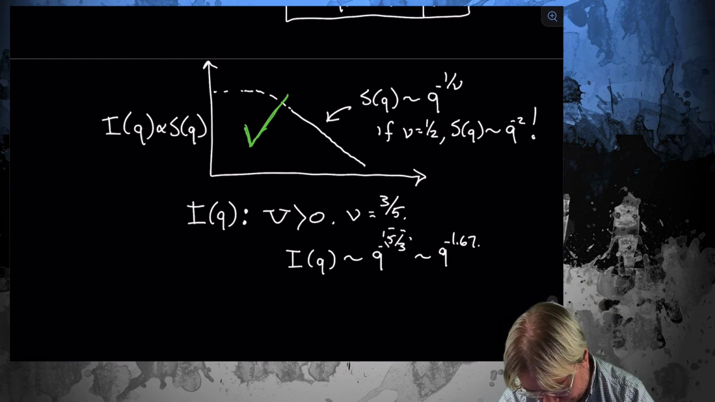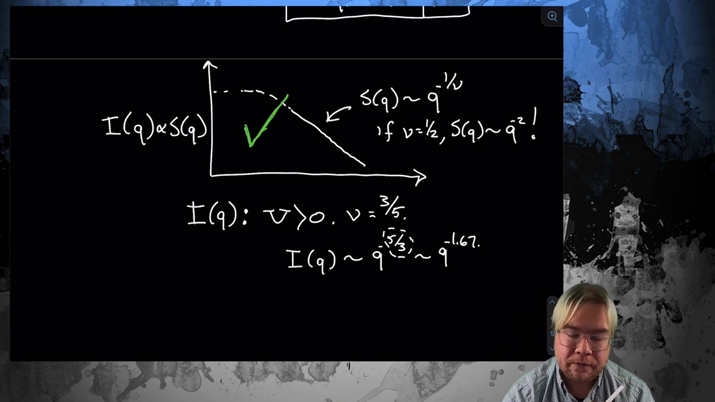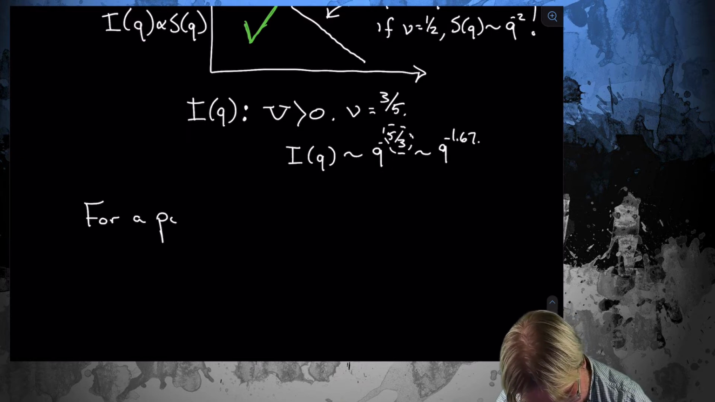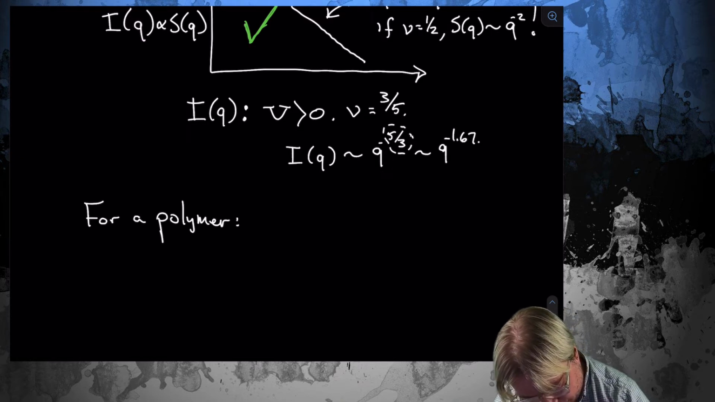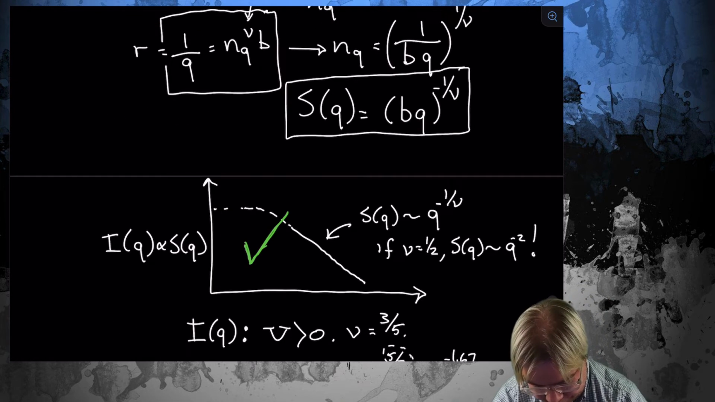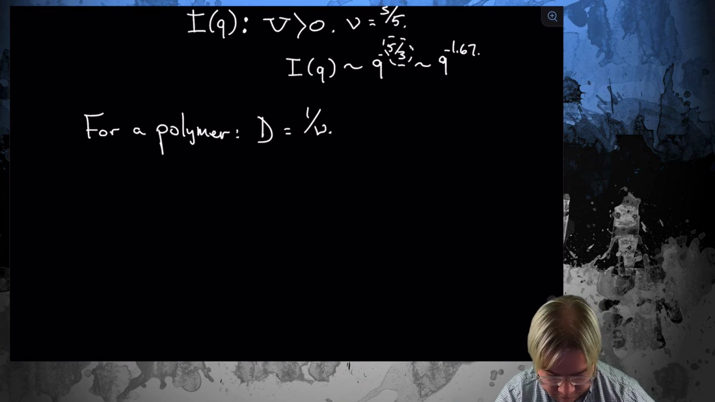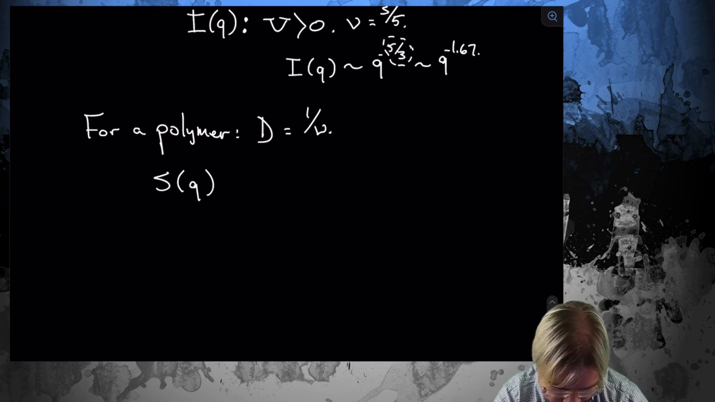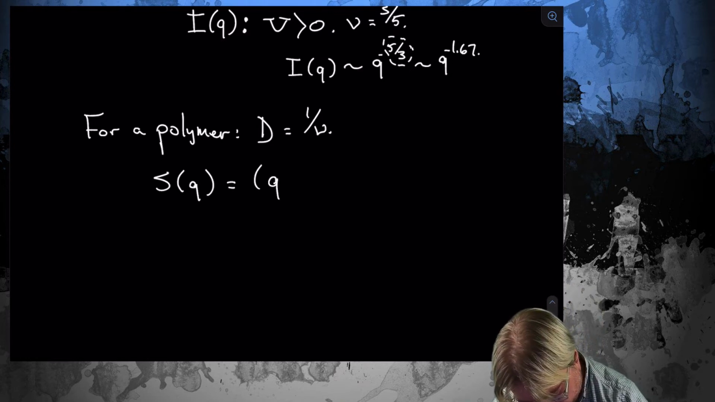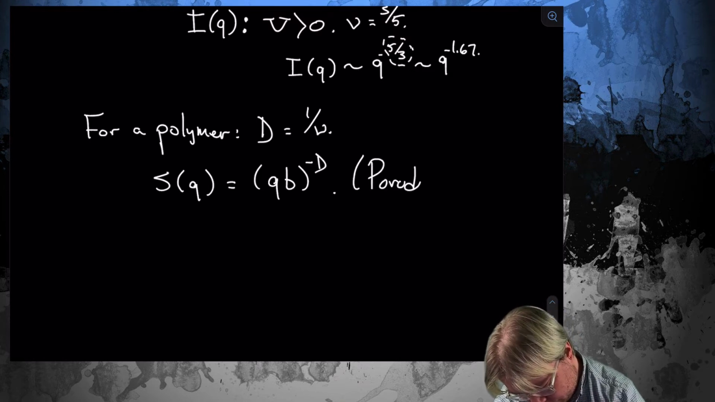Well, if you look at this, that looks like 1 over nu. So for a polymer, the fractal dimension is equal to 1 over nu. So what we did in coming up with this expression was we showed that S of Q is equal to (Q times B) to the minus D power. That's Perot's law. That's great.